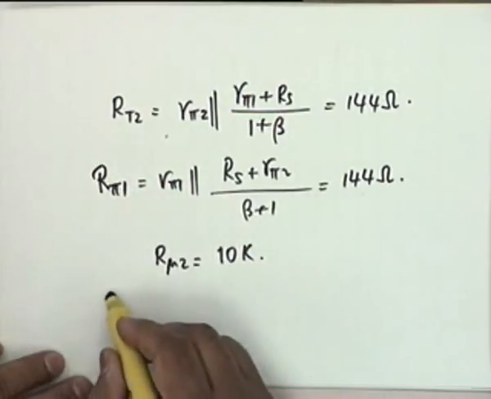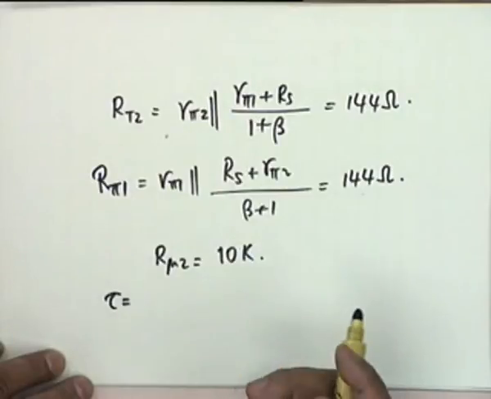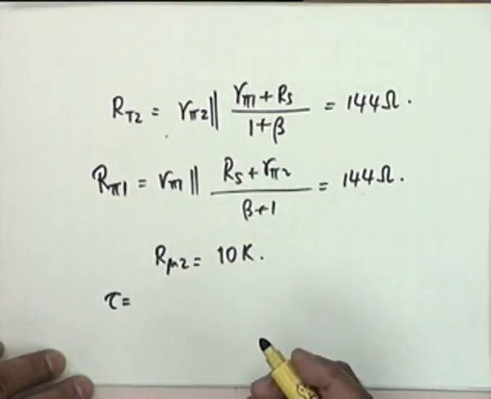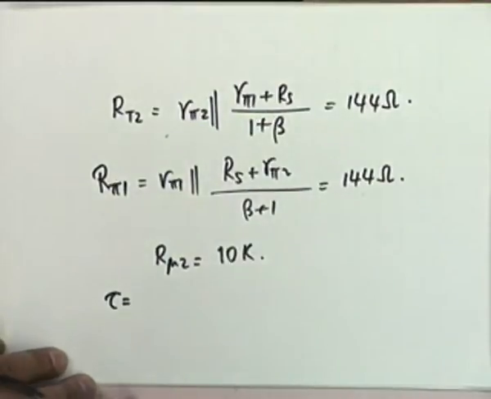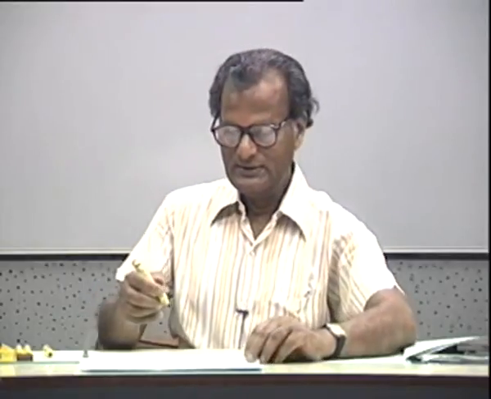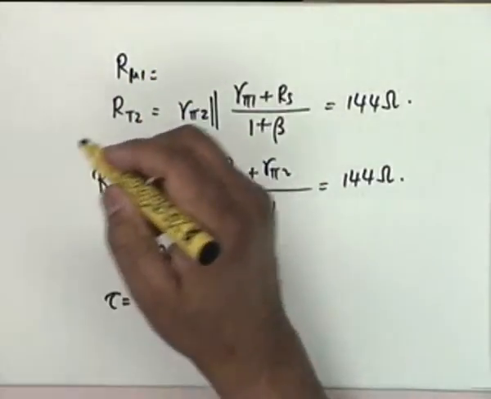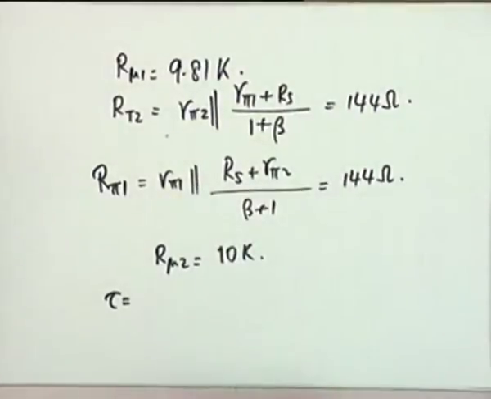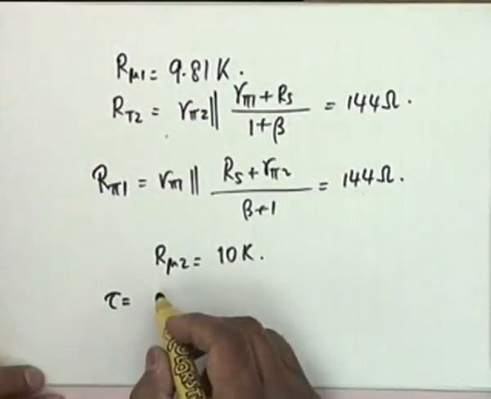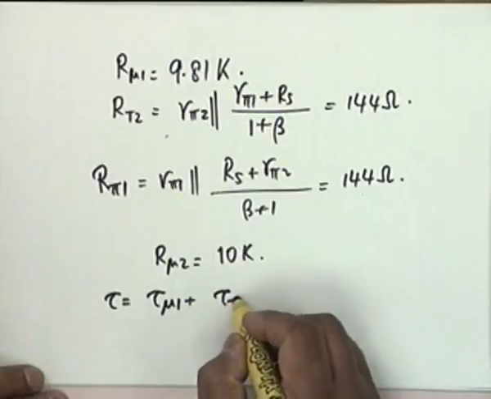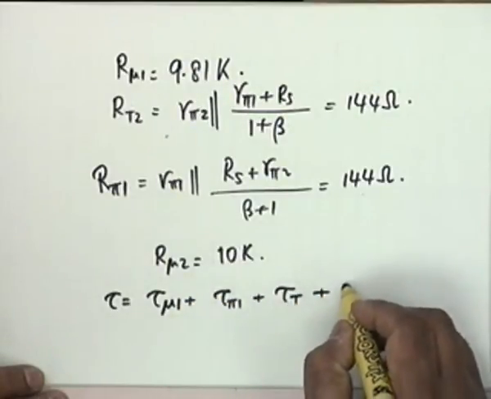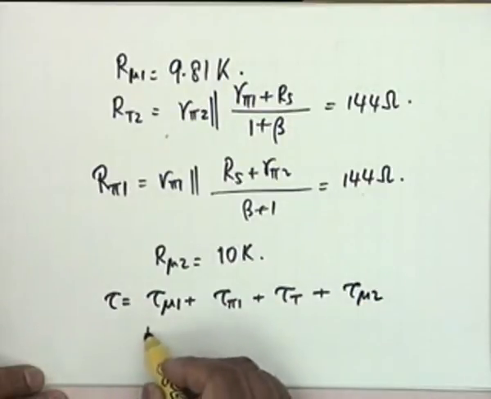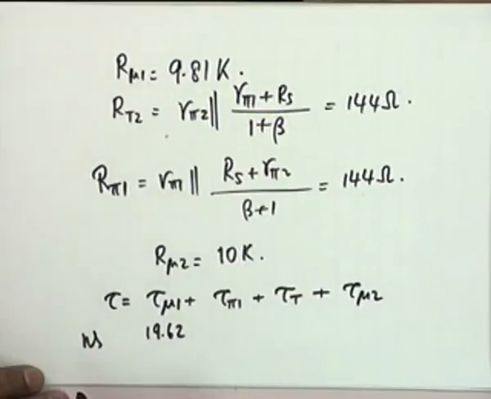And my time constants, tau. R mu 1, what was R mu 1? Did we not calculate this? R mu 1, yes. I have calculated, I will give you the value. R mu 1 is 9.81 K. And tau is equal to tau mu 1, tau pi 1, tau t plus tau mu 2. And my calculation says this is 19.62, all in nanoseconds.